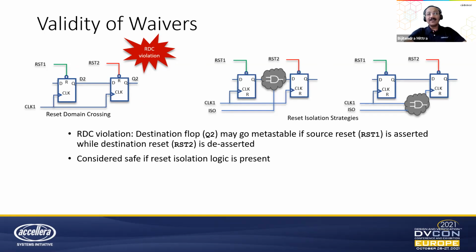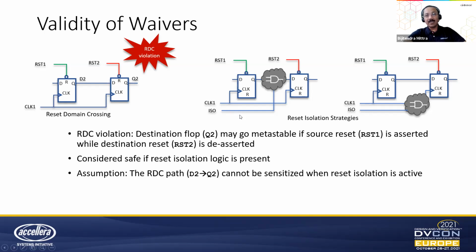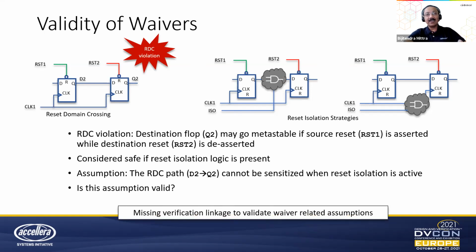Now, there is an inherent assumption when I'm doing a structural analysis, say RDC analysis, on my design: when I have my isolation logic enabled, the path between the source and the destination flop cannot be sensitized. This is the assumption I make when I waive off this violation, saying that I have an isolation strategy in place. But the question is, is this assumption valid? Do I verify this assumption when I do functional verification? Again, this indicates there is a missing verification linkage when it comes to validation of waiver related assumptions.